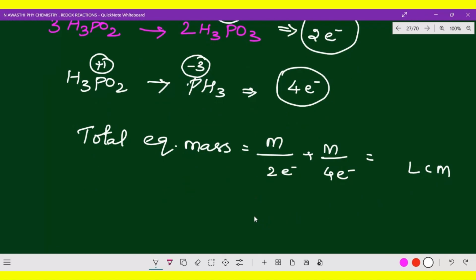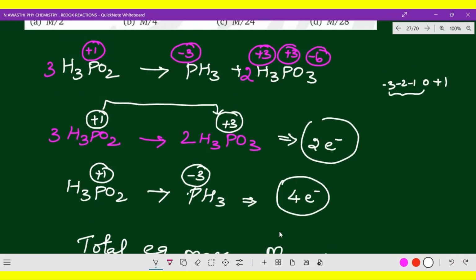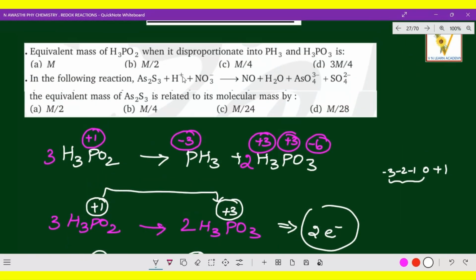The answer will be 3M by 4. You will get 3M by 4. The answer will be 3M by 4. Yes, 3M by 4. Option D is the correct option.